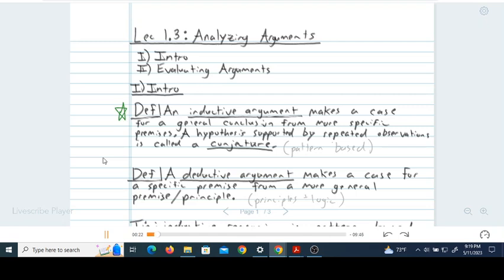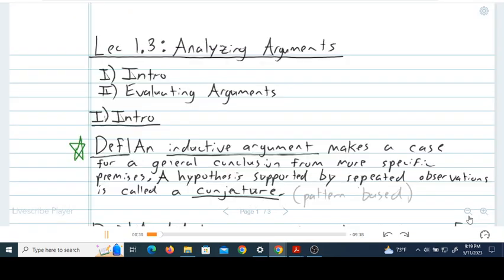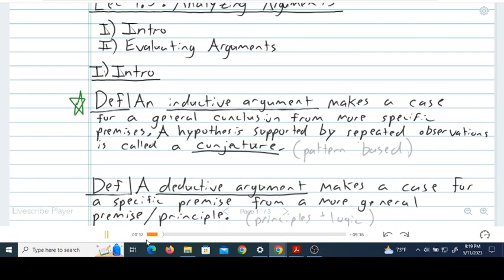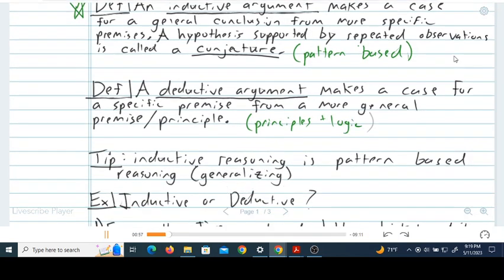An inductive argument makes a case for a general conclusion from a more specific premise. A hypothesis supported by repeated observations is called a conjecture. So the tip here is that inductive arguments are kind of pattern-based arguments. So if it's a pattern-based argument, then it's based on inductive reasoning. A deductive argument makes a case for a specific premise from a more general premise or principle. So this is based more on principles plus logic.